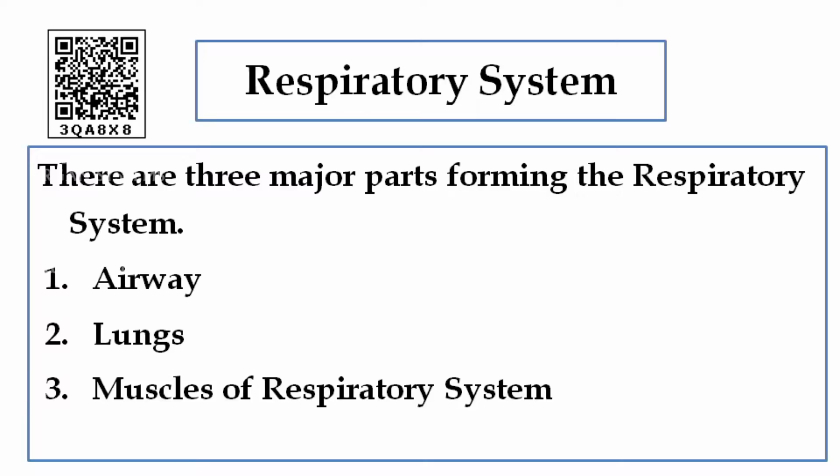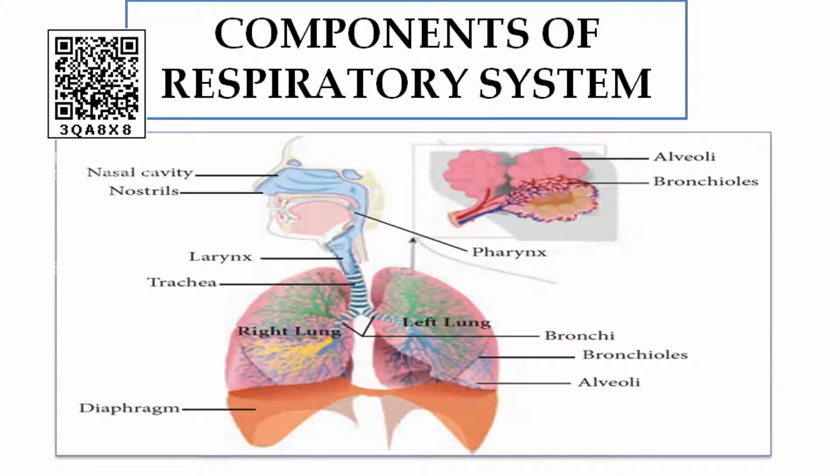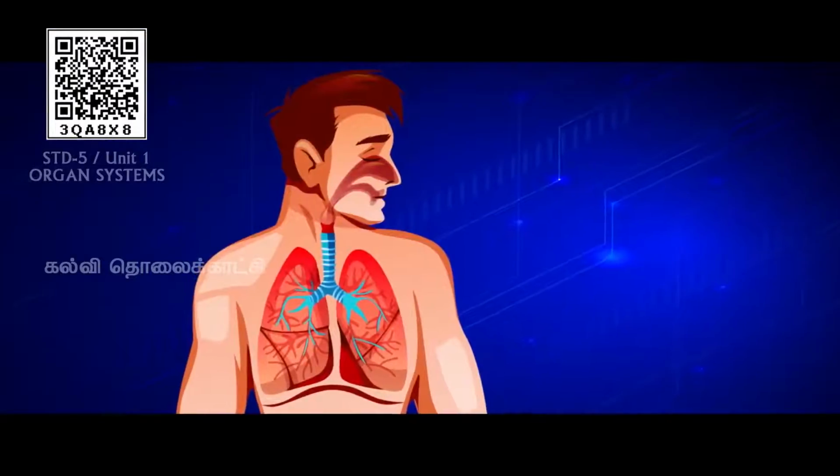There are three major parts forming the respiratory system. They are the airway, lungs, and muscles of the respiratory system. Before we see these topics, first we will learn the components of the respiratory system so that we can understand the functioning of these major parts easily. Now children, observe this image and the video.